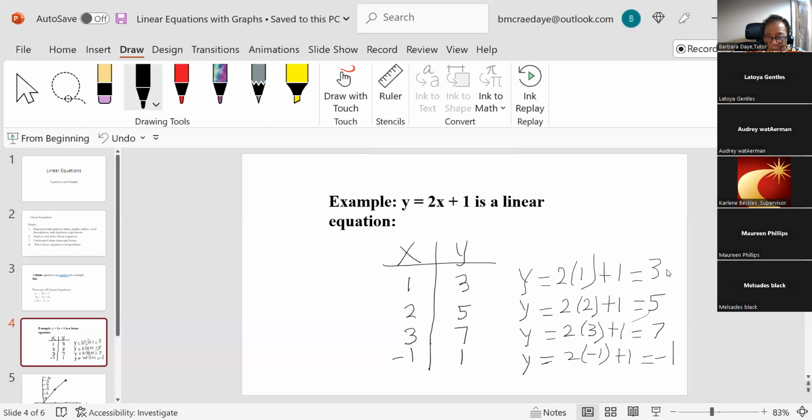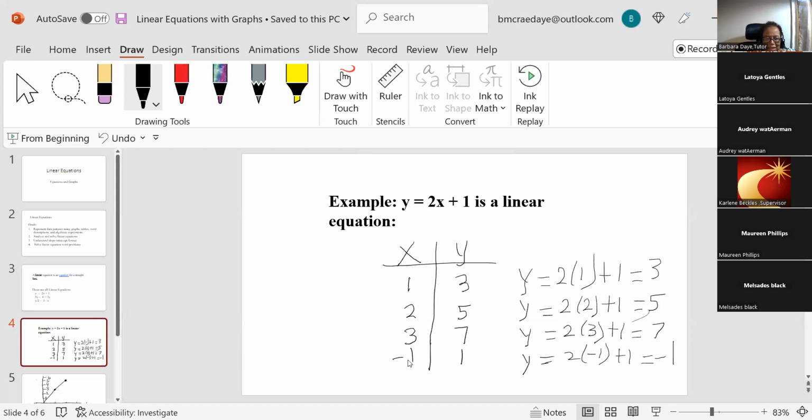Questions? Okay, now let me say X is 2. So I make my X 2, and I put my 2 right here in my X. So 2 times 2 is 4, and 4 plus 1 is 5. So when X is 2, Y is 5. So I put it in the table. Now let me take 3. 2 times 3 is 6, right there, plus 1, and I get 7. So when X is 3, Y is 7.